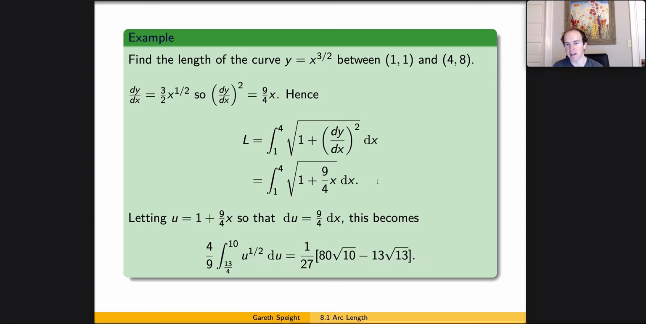For instance, the inside is linear, so the substitution u equals 1 plus 9x over 4 is going to work out nicely. du becomes 9 over 4 dx, so dx is 4 over 9 du. Okay, you can transform the integral. This is nothing new. I think I'm going to skip over this step. Just a substitution, plug in the limits, and integrate, plug in the limits, and subtract.